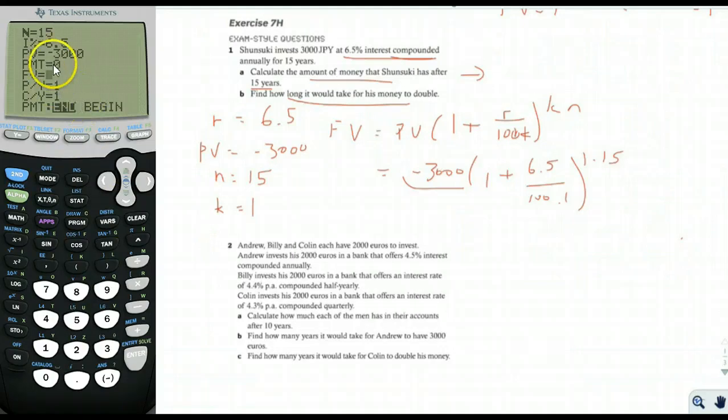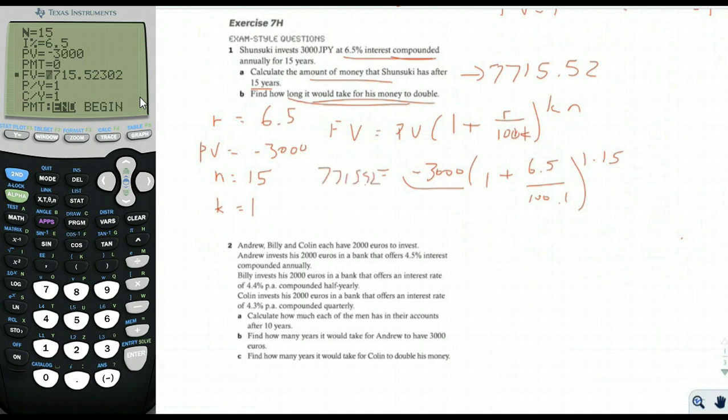So now we're just going to check, okay, what is the value of future value? We're going to do alpha solve. And it'll tell us that after 15 years, the future value is going to be 7715.52. Okay, and then the second part of the question is how long would it take for his money to double?